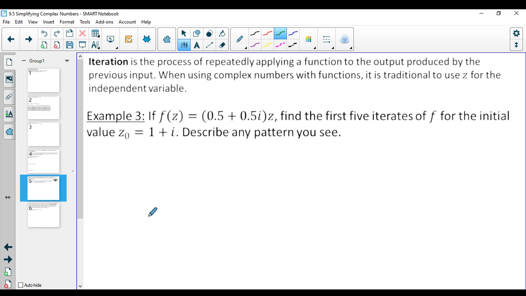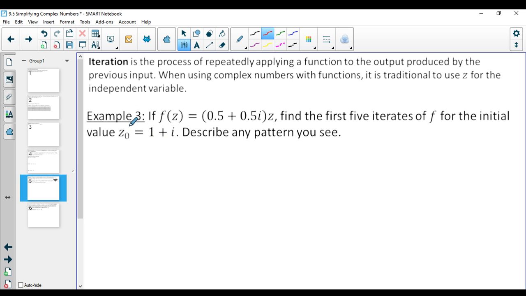When using complex numbers with functions, it is traditional to use z for the independent variable. So essentially what this is saying is you plug in a value, and then whatever value you get out, you plug back into it, and you keep doing that. So here we have, if f of z equals 0.5 plus 0.5i times z, find the first 5 iterates of f for the initial value z sub 0 equals, or z naught equals, 1 plus i.